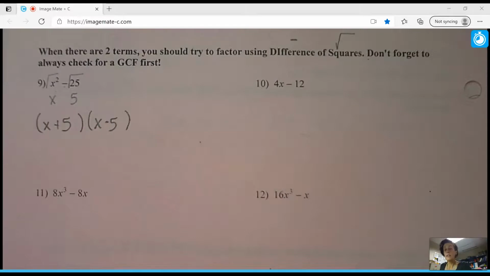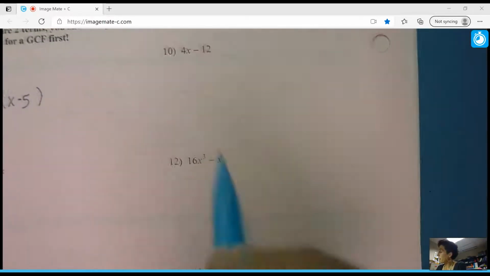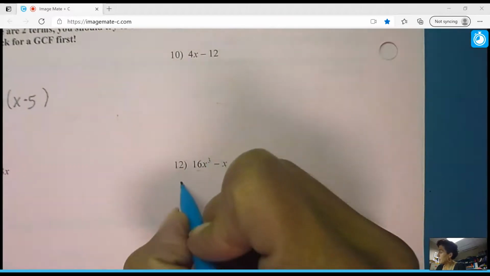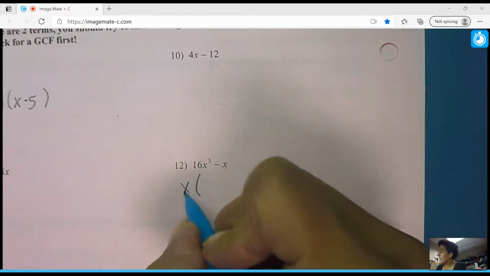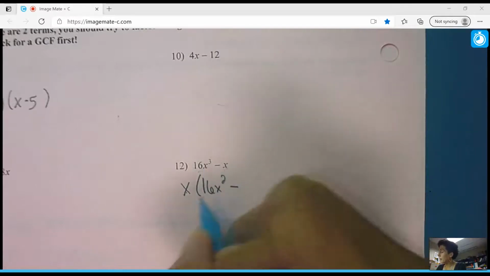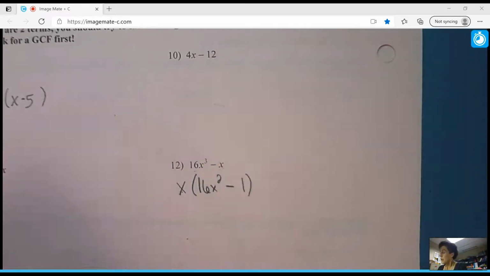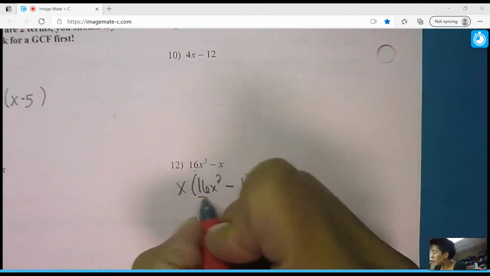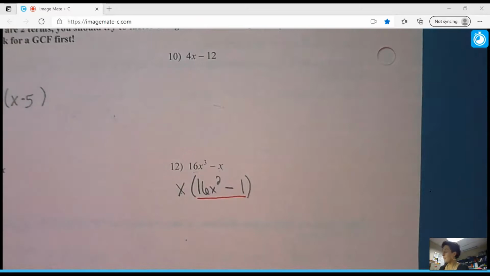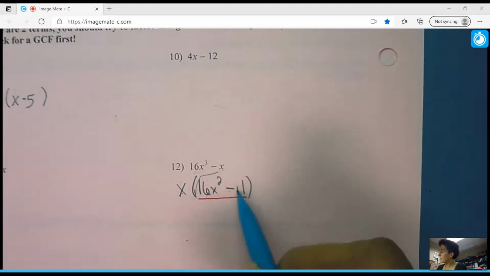So from there, let's pick one that does have a GCF. On 12, what I notice is I can take an x from each term, and then x times 16x squared makes that, and then I need something here. I can't just put nothing. x with the negative 1 makes that negative x. So here what I'm looking at is just what's in the parentheses, and is this a difference of squares?